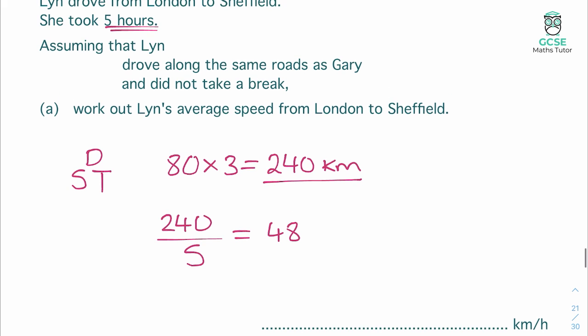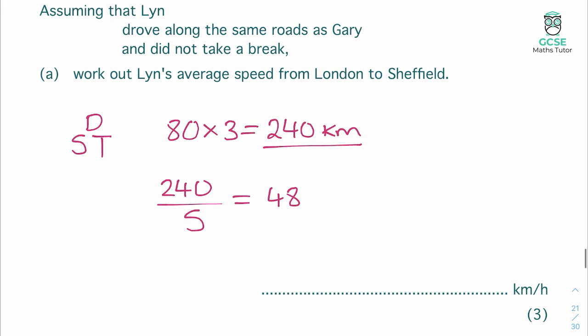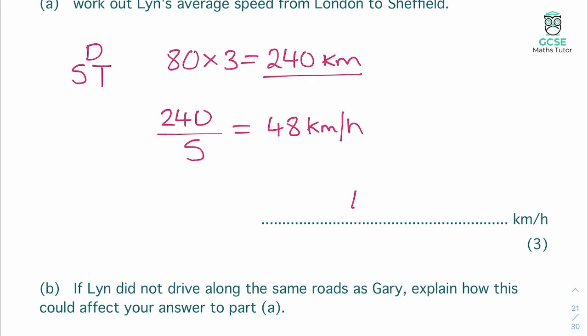So our speed, and let's just look at the question, was in kilometres per hour. So that's 48 kilometres per hour, although kilometres per hour is on the dotted line for this question, so that would be 48 as our answer.